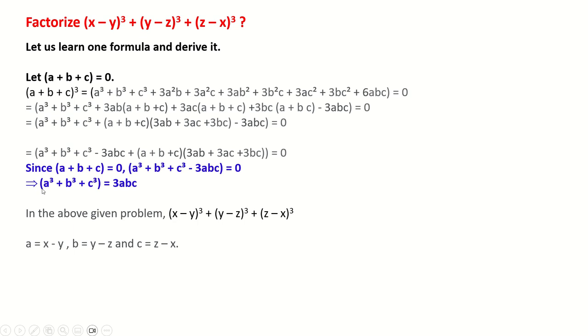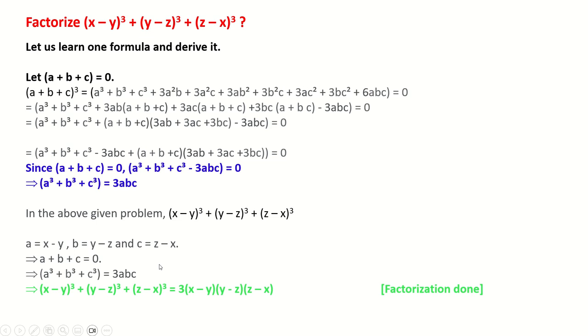Now you map it: a equal to x minus y, b equal to y minus z, c equal to z minus x. a plus b plus c is 0, right? That means you can actually do a cube plus b cube plus c cube equal to 3abc. So the solution is 3 into (x minus y) into (y minus z) into (z minus x). That's the factorization.